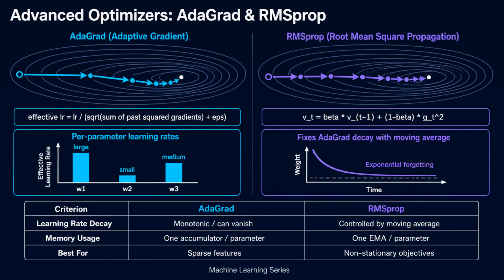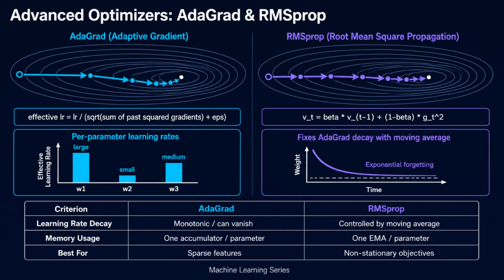However, AdaGrad has a fundamental flaw. The accumulated sum only grows, causing the effective learning rate to monotonically decrease and eventually become vanishingly small. RMSprop fixes this by replacing the running sum with an exponential moving average of squared gradients. This means the denominator reflects recent gradient magnitudes rather than the entire history, keeping the effective learning rate adaptive throughout training.